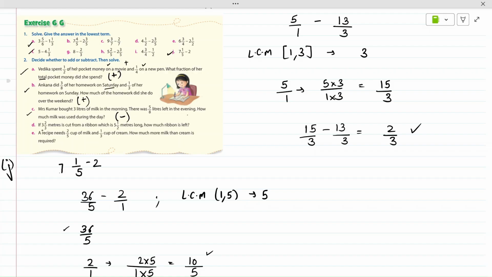Next is, if 2 by 3 meters is cut from a ribbon which is 1 by 2 meters long, how much of the ribbon is left? So from the total we have to subtract the given length. So again, this is a subtraction case. The last one: a recipe needs 2 by 5 cup of milk and 1 by 3 cup of cream. How much more milk than cream is required? So we have to find the difference of the given milk and cream fractions here.